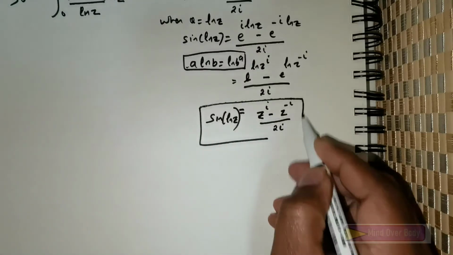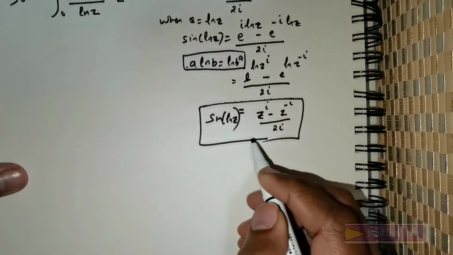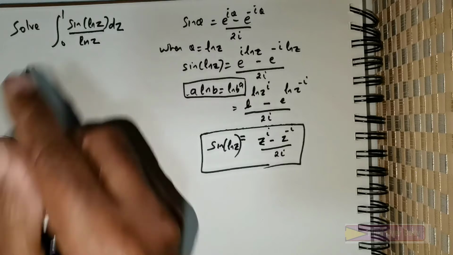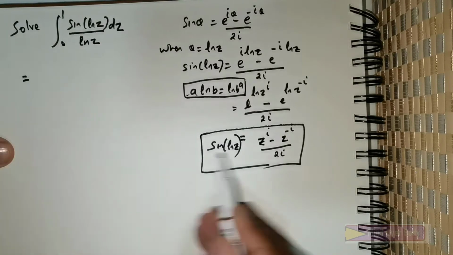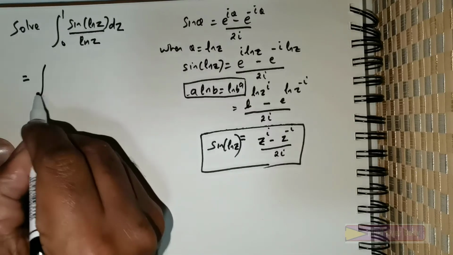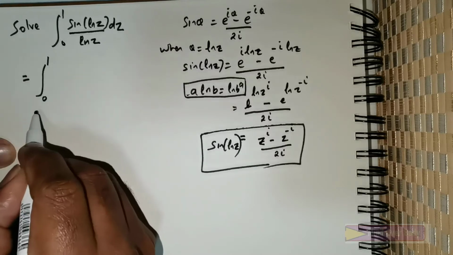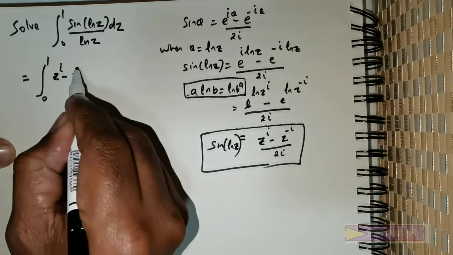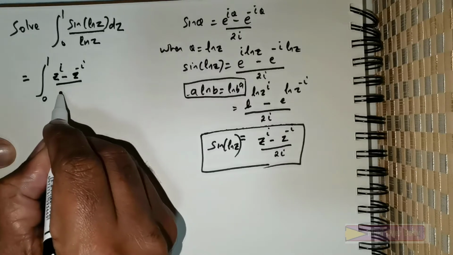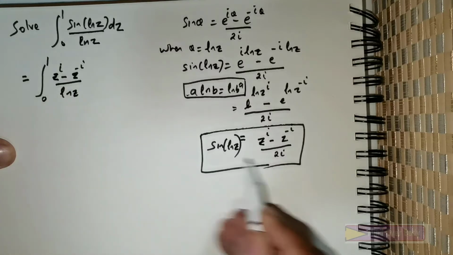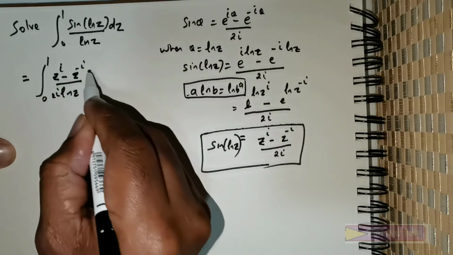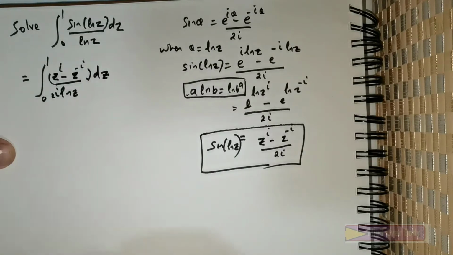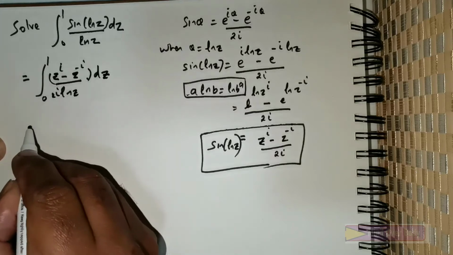Now I am going to use this expansion for sine of ln z in the given problem. If I use this expansion in the question, I can rewrite it as the integral from 0 to 1 of z raised to the power i minus z raised to the power negative i, divided by ln z, with the 2i placed there, multiplied with dz. Now I want to define a new function.